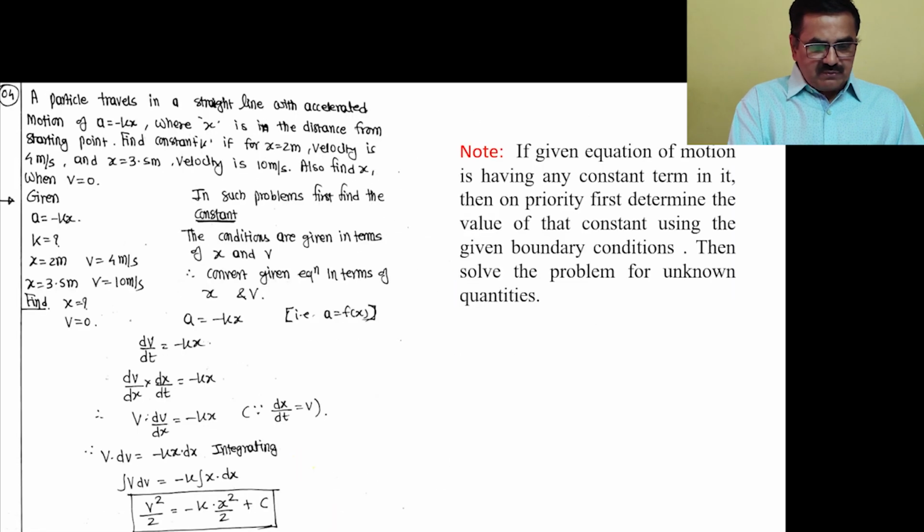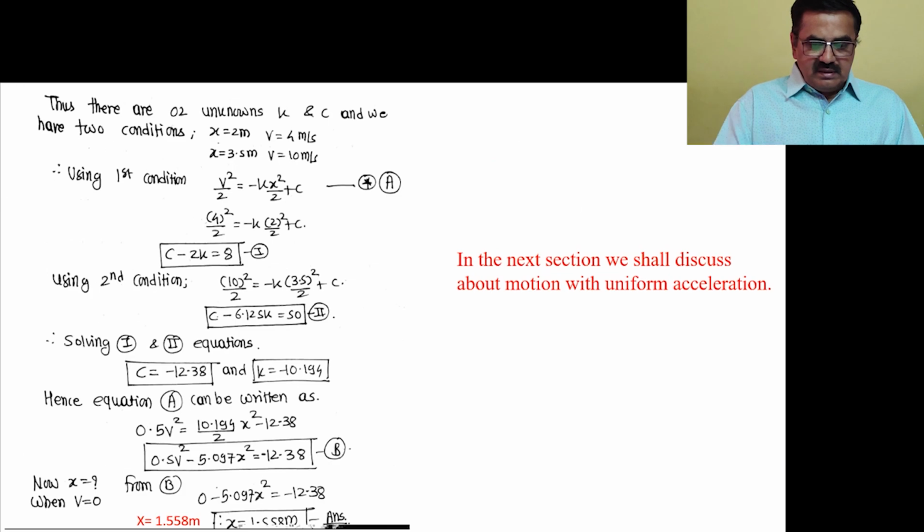Now after this, in the next section we shall discuss motion with uniform acceleration. We will be using three equations: v is equal to u plus at, v square is equal to u square plus 2as, and s is equal to ut plus 1 half at square, along with motion under gravity.